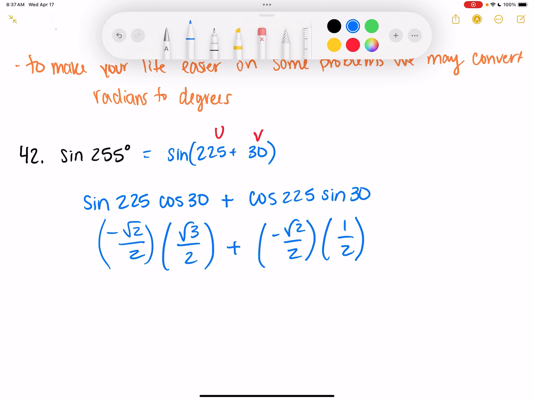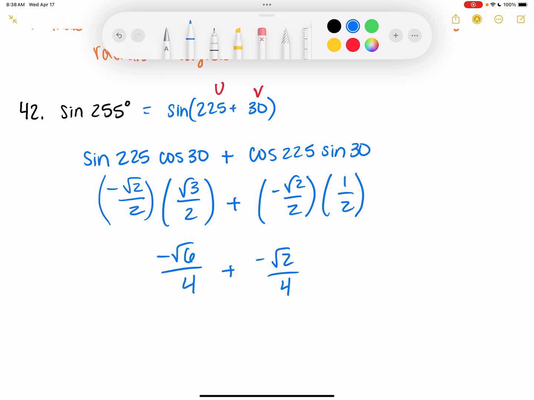So negative root 2 times root 3 is what? Yep, negative root 6 over 2 times 2 is 4, plus, this is going to be negative root 2 times 1, which is just negative root 2 over 4. And now, because those have the same denominator, I can combine them. So it'll be negative root 6 minus root 2 over 4.